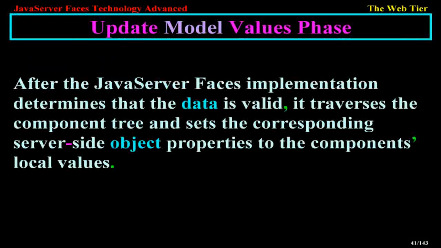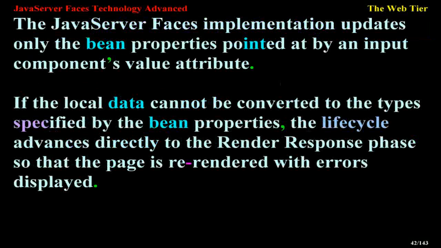Update model values phase. After the JavaServer Faces implementation determines that the data is valid, it traverses the component tree and sets the corresponding server-side object properties to the component's local values. The JavaServer Faces implementation updates only the bean properties pointed at by an input component's value attribute. If the local data cannot be converted to the type specified by the bean properties, the lifecycle advances directly to the renderResponse phase so that the page is re-rendered with errors displayed.